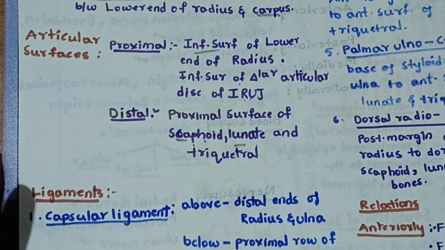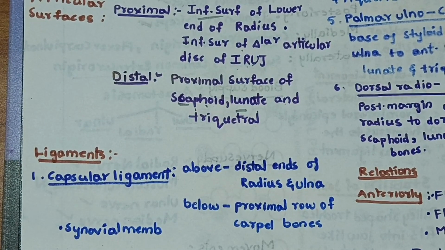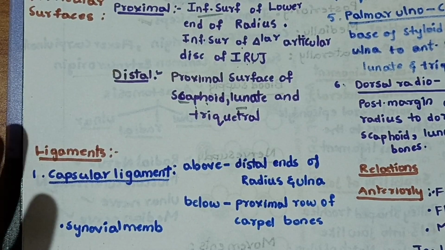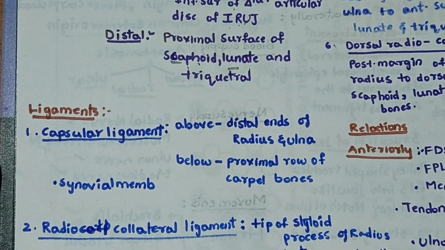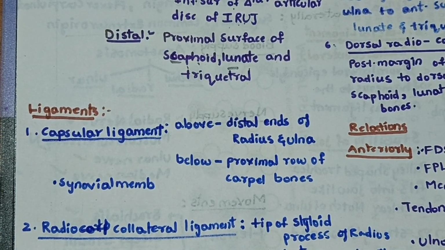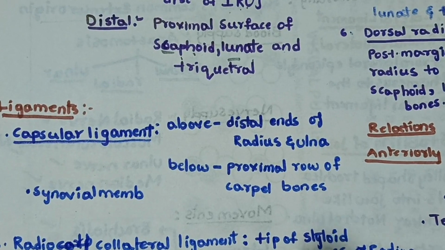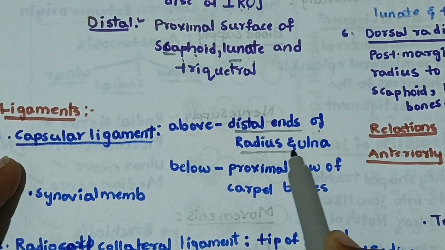Yes, what are the ligaments? What are the main ligaments around the wrist joint that strengthen it? There are 6 main ligaments of the wrist joint, starting with the capsular ligament. Yes, the capsular ligament is extended above from the distal ends of the radius and ulna.